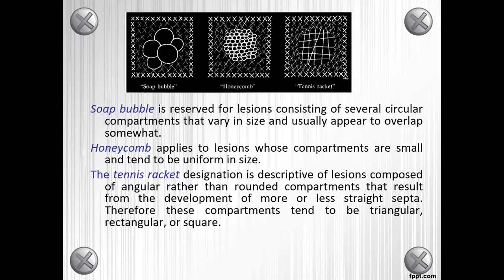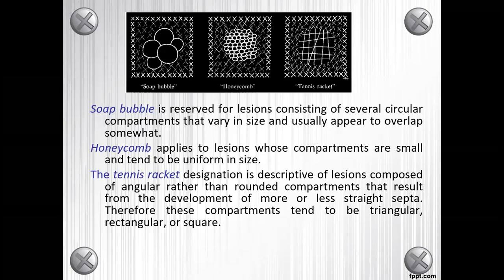Whereas honeycomb, as if you have seen a honeycomb, you would know the compartments are very small but uniform in size. Then it is a tennis racket. As the name suggests, the septae which are formed are most of the time straight, at 90 degrees. That is why you get locules which are square, rectangular or triangular in nature. Whereas in your soap bubble and honeycomb, you get angular type of locules; they are curvaceous, they are bent.